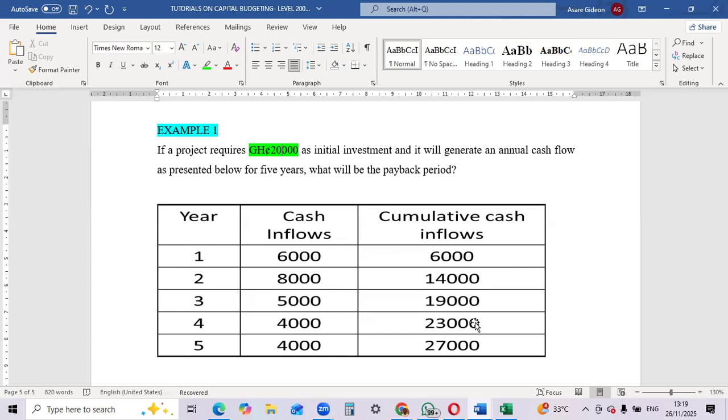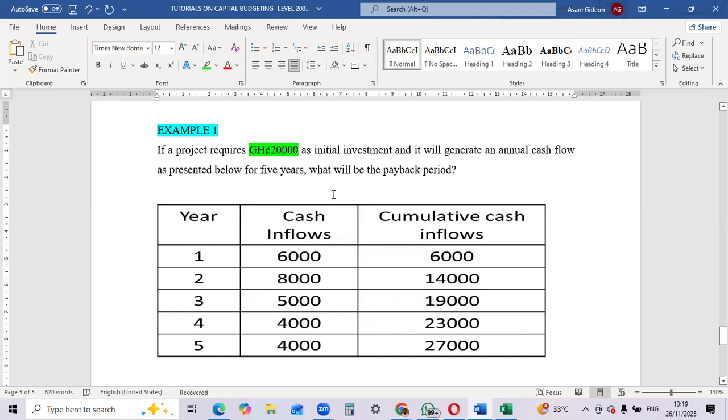Let me take that again. Now, we've actually made an investment. Basically, you want to embark on an investment or a project, and that project would demand 20,000 Ghana cedis. Okay, and the question says we should what? Calculate the payback period for the next 5 years. Are you together? Now, these are the inflows that you are going to receive from year 1 to year 5.